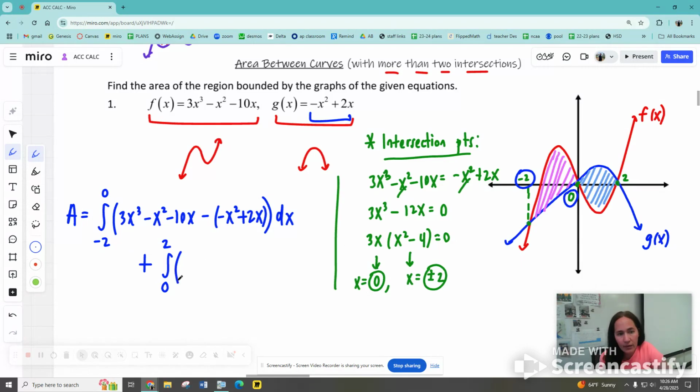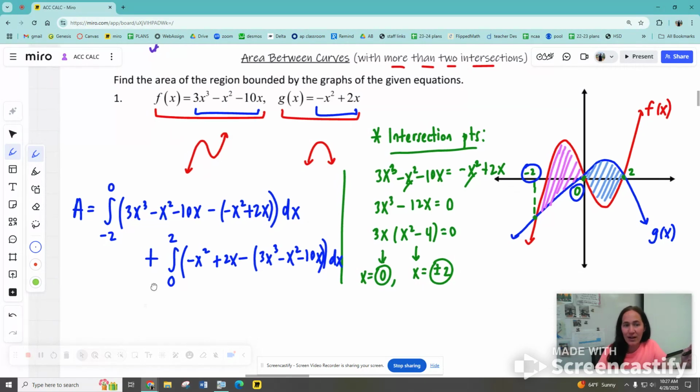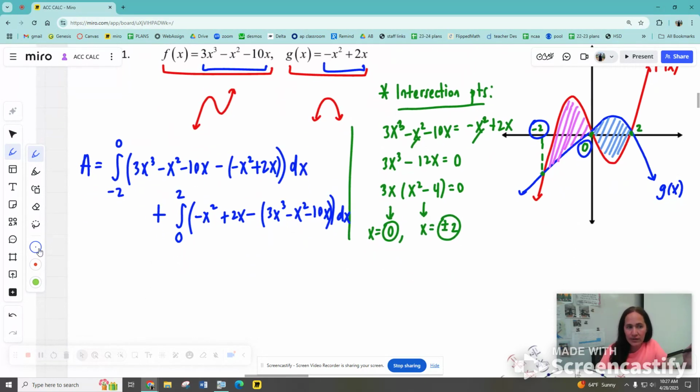And then this time, your top function is that negative x squared plus 2x. And more importantly, put inside of parentheses, we could subtract all 3 terms of that bottom function. So 3x cubed minus x squared minus 10x with respect to x. So phew, this is most of the battle, just your setup. The beauty of this, even though this will take a while to simplify and integrate and plug in, is your setup is complete. Now we just practice with the integration and the simplifying.